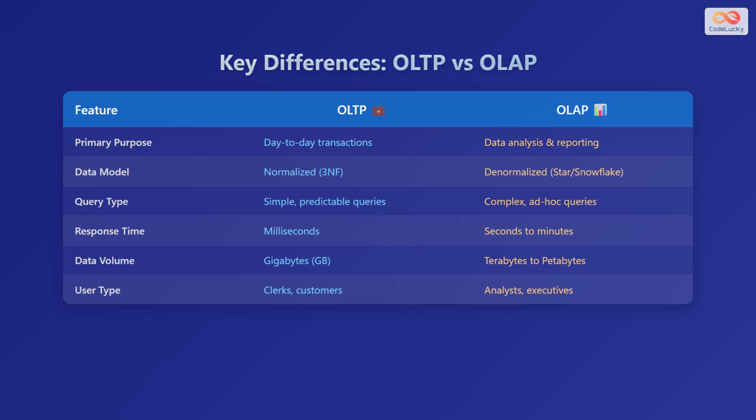OLTP systems execute simple, predictable queries, while OLAP systems handle complex, ad hoc queries. Response time for OLTP queries is usually in milliseconds, while OLAP queries may take seconds to minutes. OLTP systems generally deal with gigabytes of data, while OLAP systems can handle terabytes to petabytes. The users of OLTP systems are typically clerks or customers, while OLAP systems are used by analysts and executives.